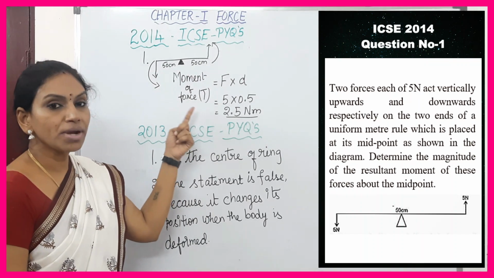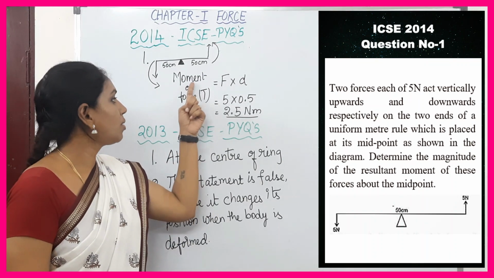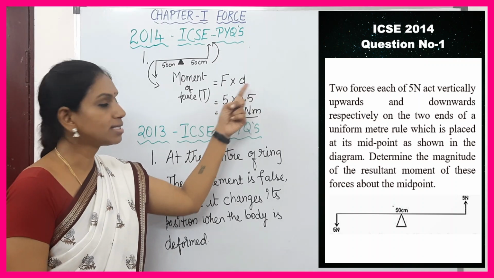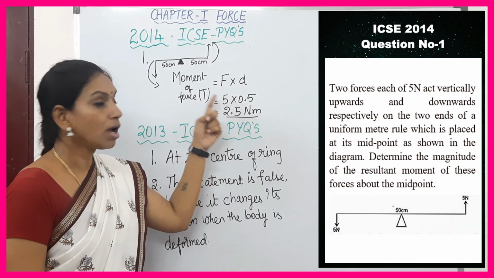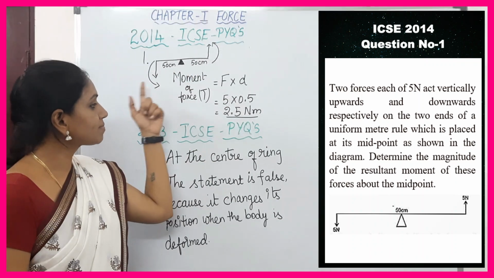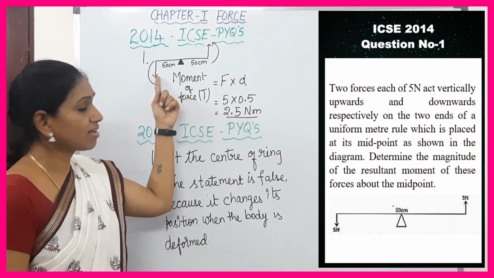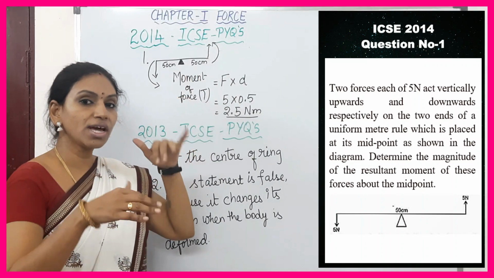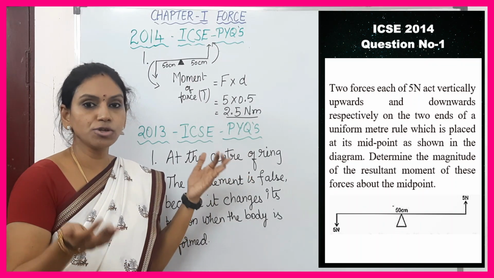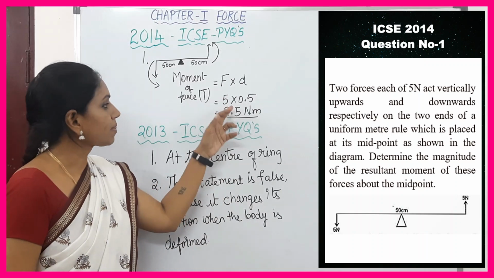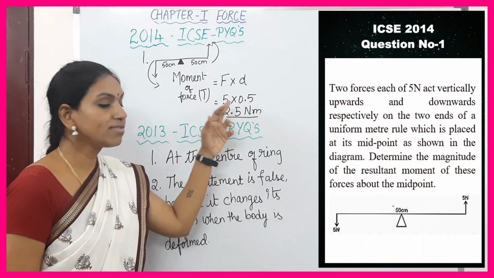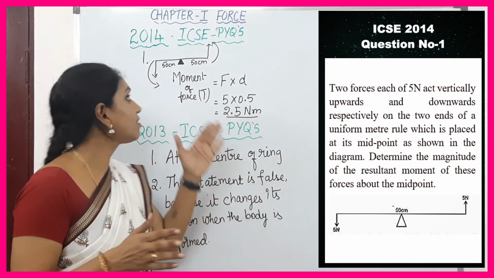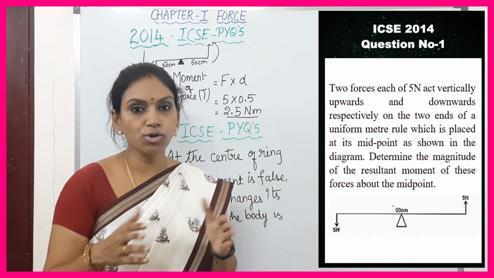Then what is the moment of force they have asked? Moment of force is equal to force into its perpendicular distance. Your force is 5 Newton and the perpendicular distance, since it is in centimeter, we are converting it to meter. That is your 0.5 meter. So it is 2.5 Newton meter is the moment of force. Only this question they have asked in 2014.